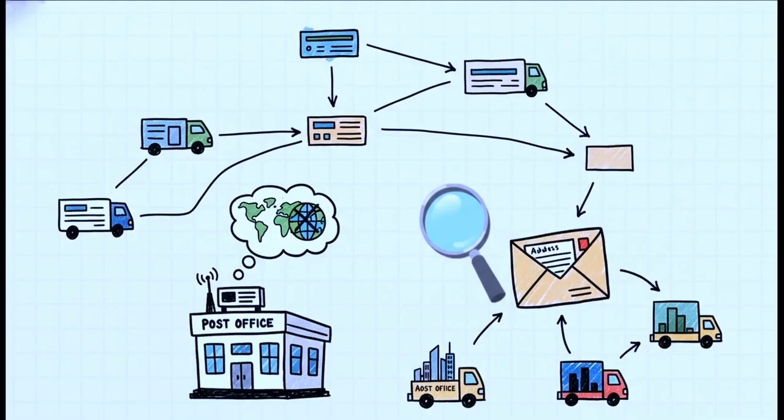And the routers? Well, they're just the local post offices. A router in your town has no idea what the full route to Tokyo looks like. All it knows is how to get that packet one step closer. It looks at the address, says, okay, for that destination, you need to go on this truck next, and sends it on its way to the next post office.